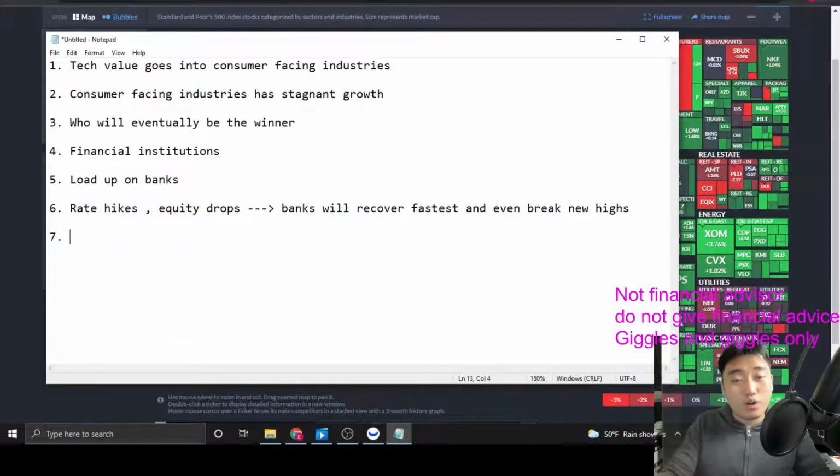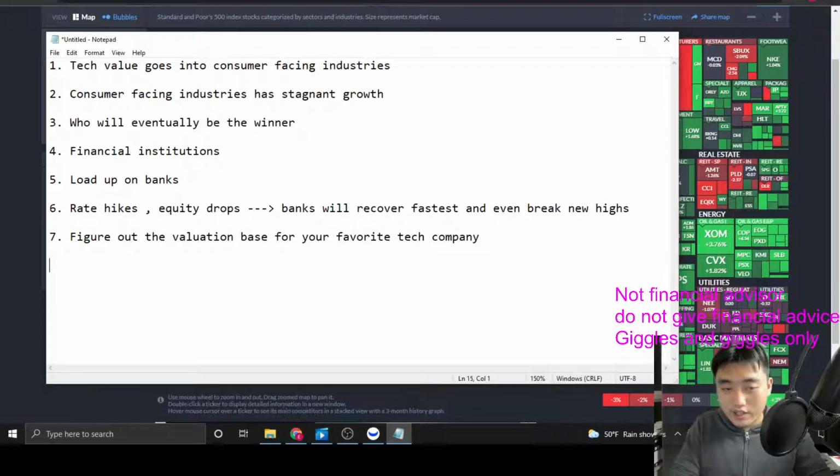So then the homework for today is to figure out the valuation base for your tech company, for your favorite tech company. What it means is basically, let's take Tesla as an example. So Tesla right now is trading around, let's just say 12. Yeah, that's where most people think it is trading at.